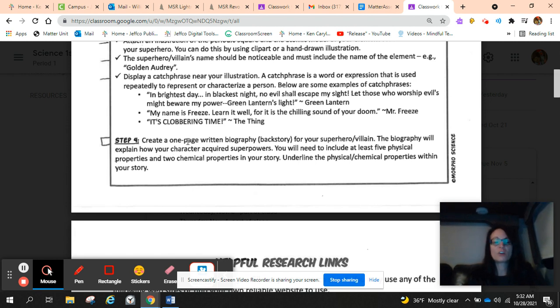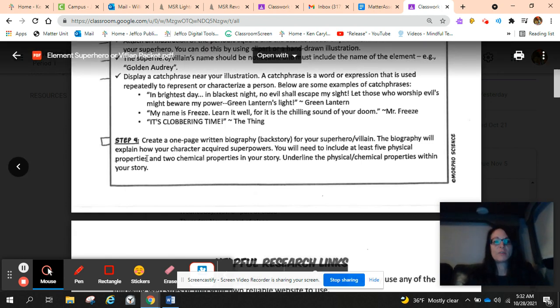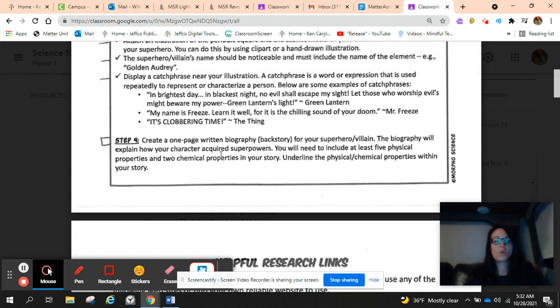Now, if it's a little longer than 1 page, that's okay. Try to make it as close to 1 page as you can. The biography will explain how your character acquired superpowers. So it's kind of like their origin story. If you've watched Marvel movies before or things like that, if you have not watched any kind of these movies, Avengers, stuff like that, you might maybe watch a couple or ask a friend to kind of get an idea to help you be creative with this.